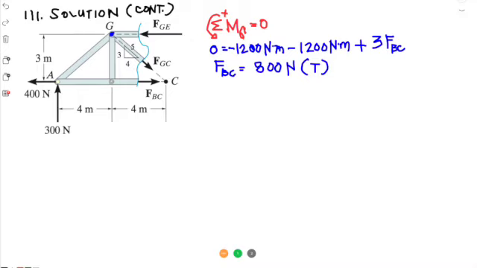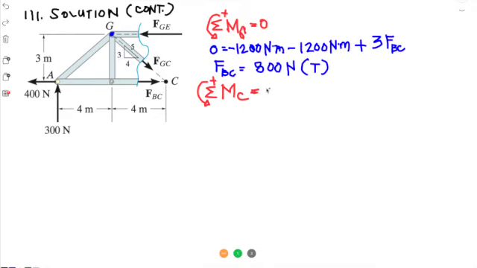Let's do another summation moments and choose which point we are going to do the summation moments. So let's say point C. We can do summation moments at point C, since FGC and FBC are going through it, we can cancel those. We have known values for the reactions, and we have one unknown, which is FGE. So it's good to do summation moments at C. Still, the assumption remains to be anticlockwise as positive equals 0.